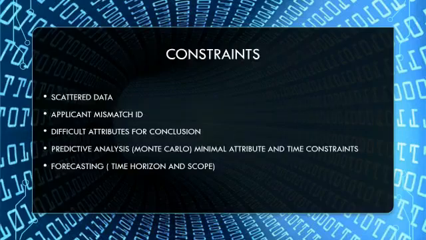Moving on to the next slide. When we started, we had constraints. As I said, the data was scattered, so we did data preparation for it. We merged the different Excel files and understood the codes, admission status, and the application mismatch. We were able to rectify that and make sure we had the information.